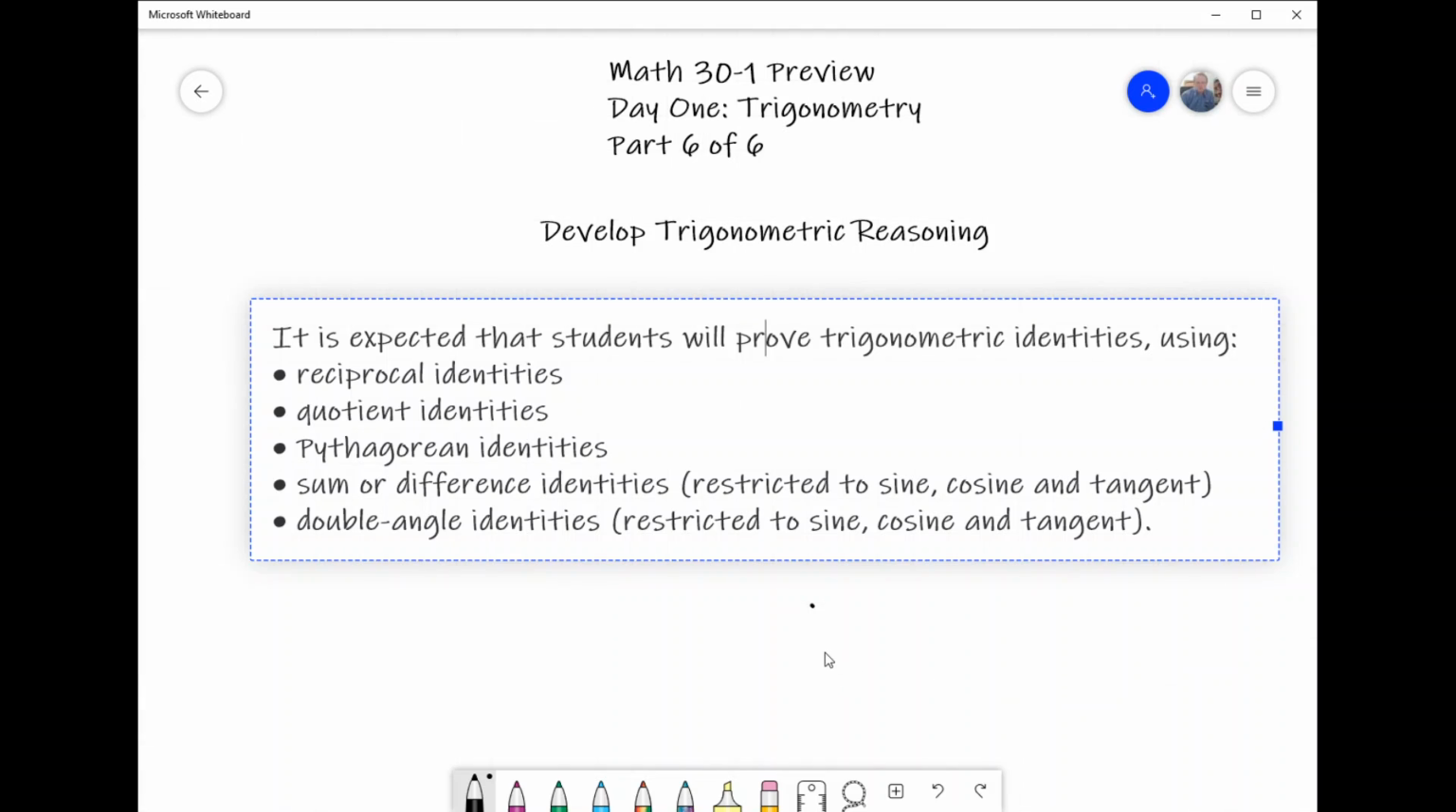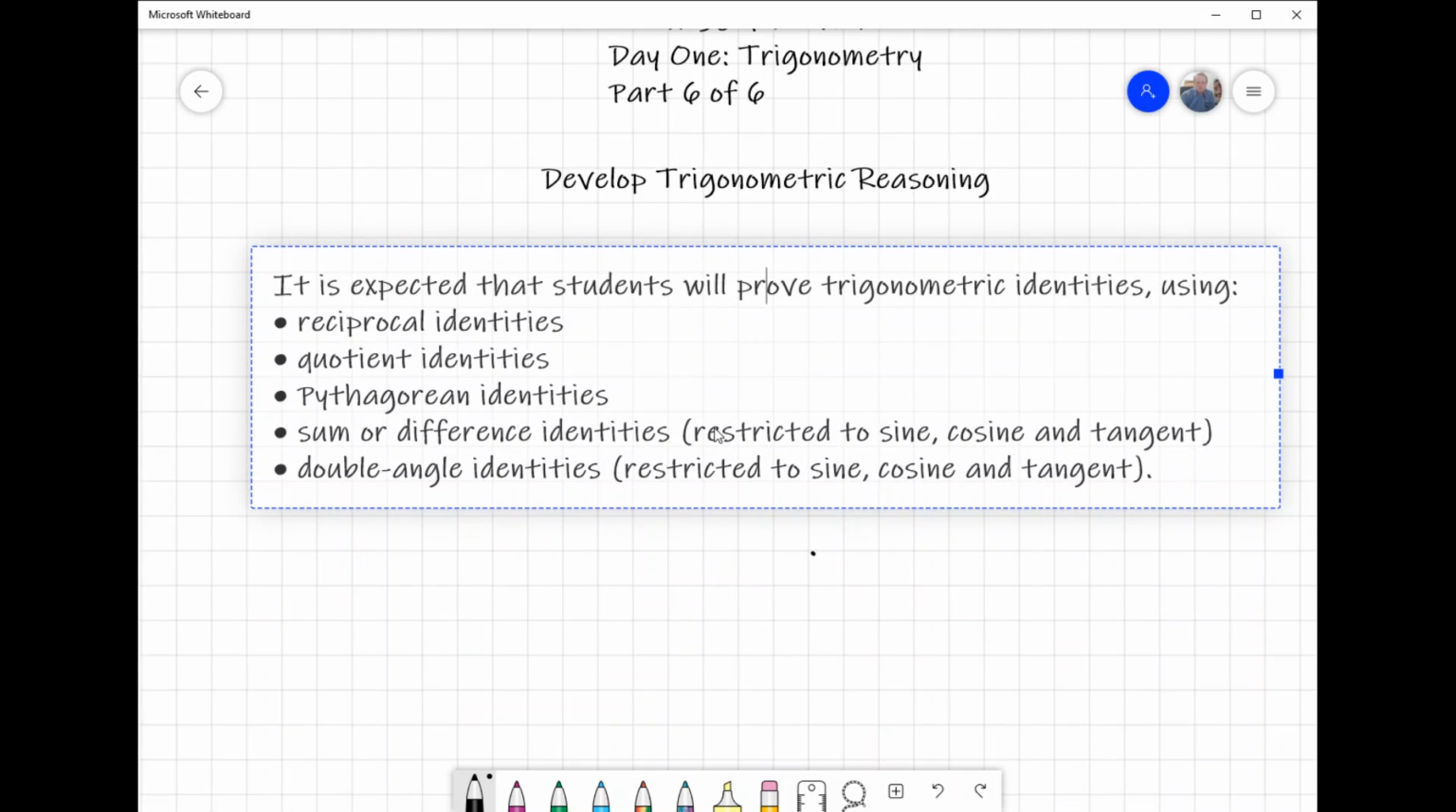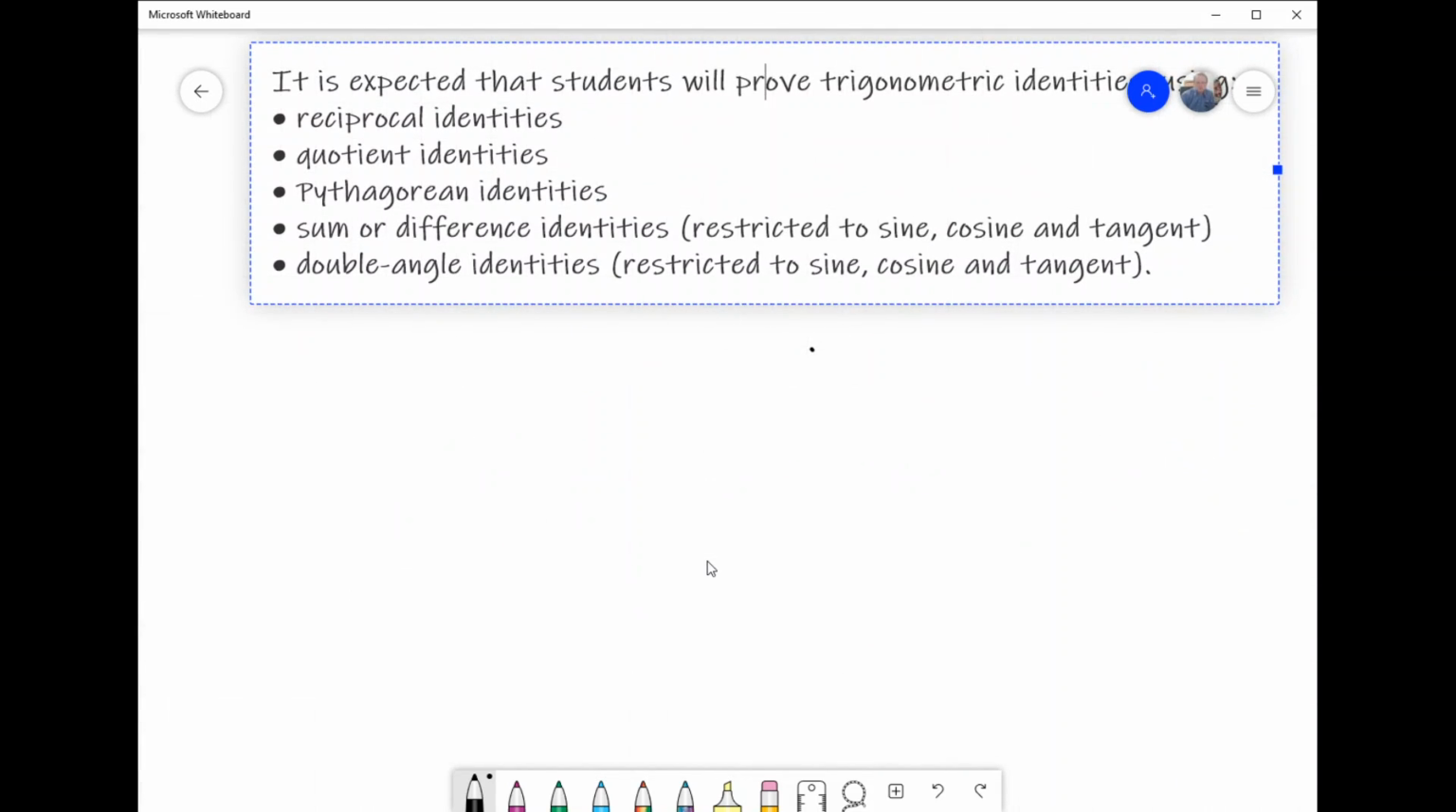So again, that's a whole lot of words, but what do they mean? Well, we talked about equations last time, so we know that solving things like this will be coming. A trigonometric identity is one where you cannot solve for theta because it's true for every possible value of theta.